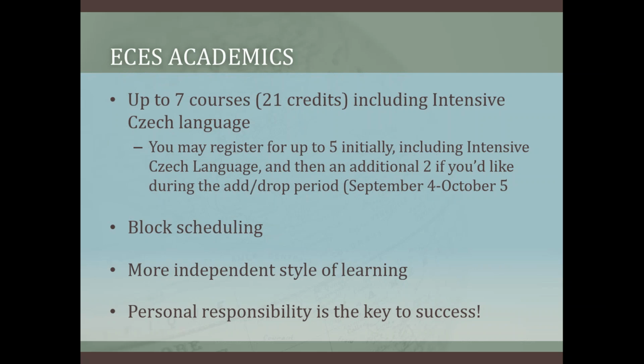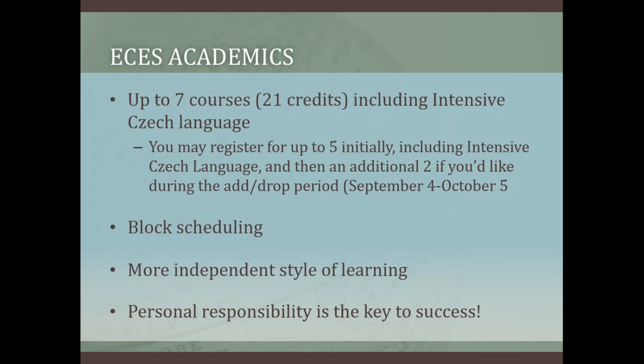In terms of academics, you can register for up to 7 courses, which is 21 credits, and that includes that mandatory intensive Czech language course. During the initial registration period, which begins on July 2nd, you can register for up to 5 courses, including the Czech language course, so that means 4 electives plus Czech language. And then once you arrive in Prague on September 4th, you can begin signing in for 2 additional classes. Most of our students take only 2 or 3 elective classes.